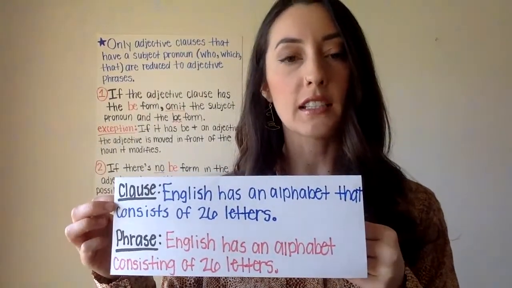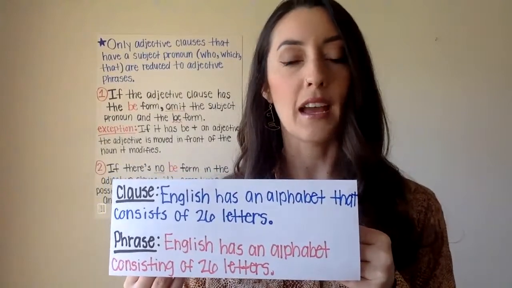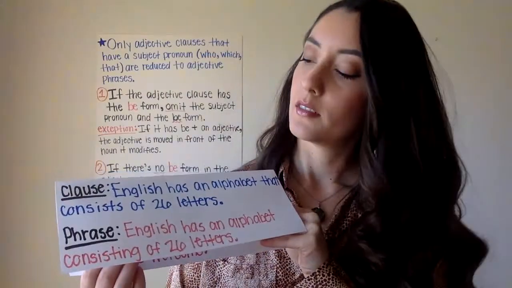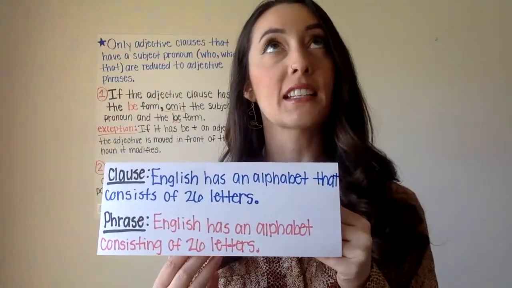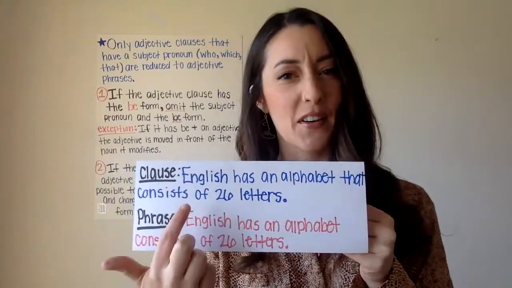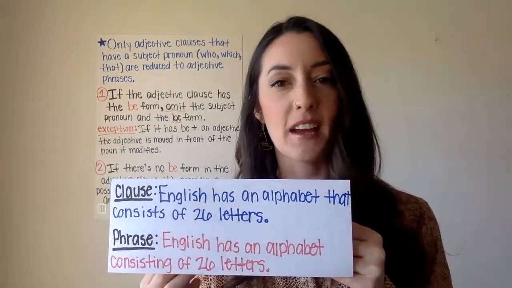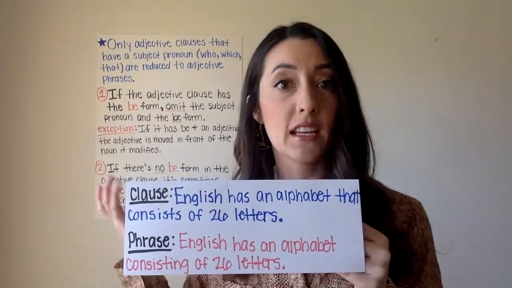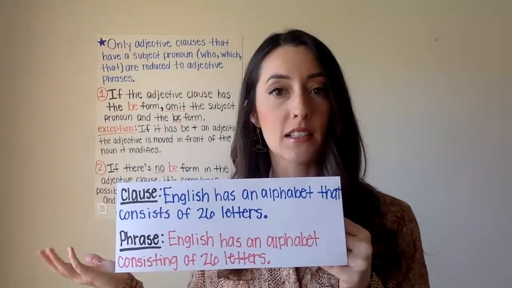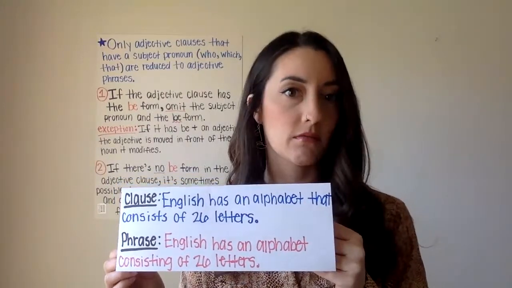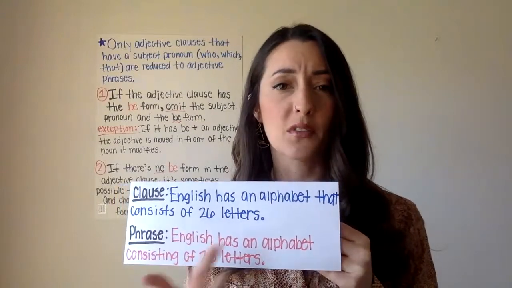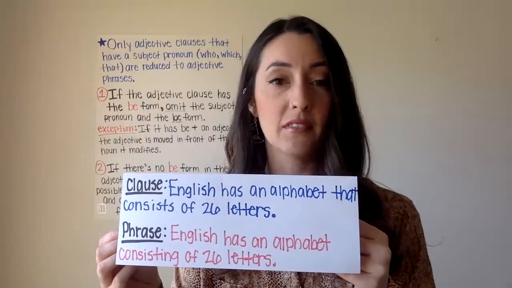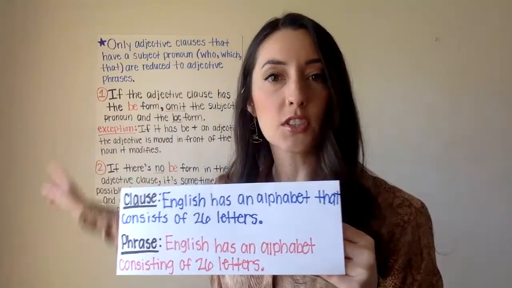So your adjective clause: English has an alphabet that contains 26 letters. I may have made an error there. English has an alphabet that contains 26 letters. Okay, so is there a form of the verb be in this adjective clause? No, right? There's no form of the verb be. Our verb is has. Have and be are different verbs, right? So we don't do what we do in rule number 1.